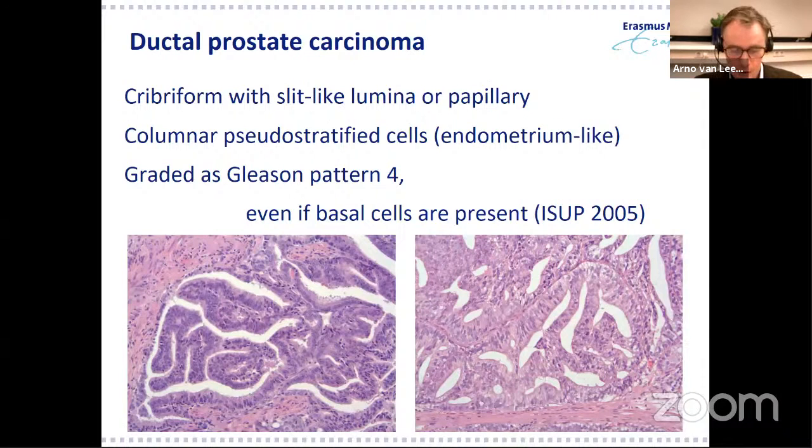Cribriform carcinoma can closely mimic ductal type adenocarcinoma. In ductal type adenocarcinoma, lumina are, however, slit-like and not punched out. The tumor cells are pseudostratified and papillary growth may be present. The distinction of cribriform carcinoma and ductal type adenocarcinoma has minimal clinical impact, as both are associated with more aggressive disease and are graded as Gleason pattern 4.